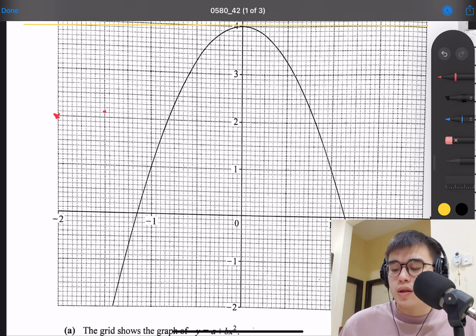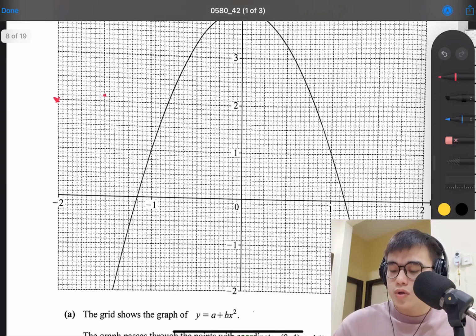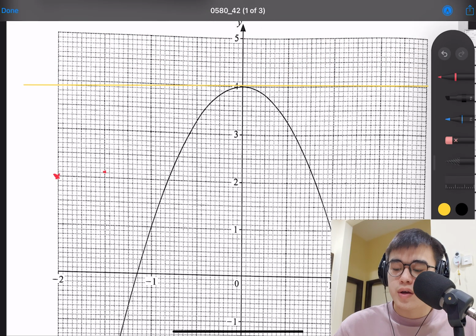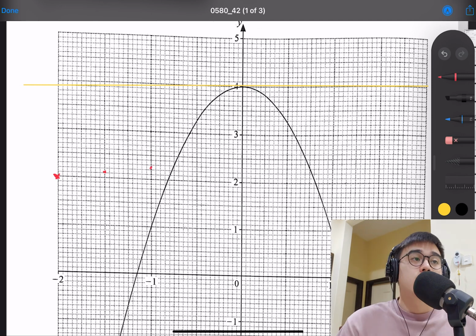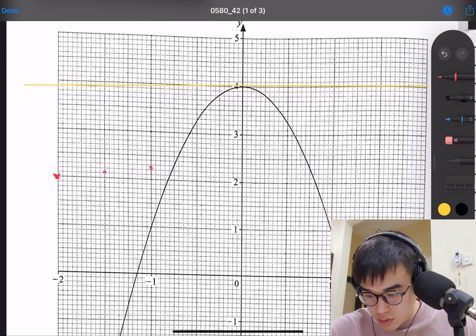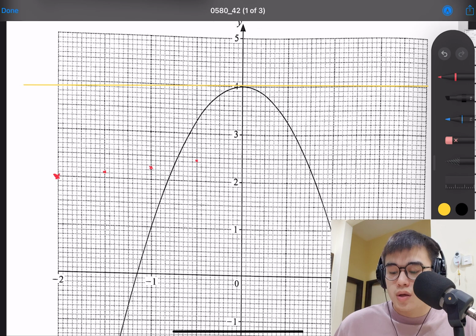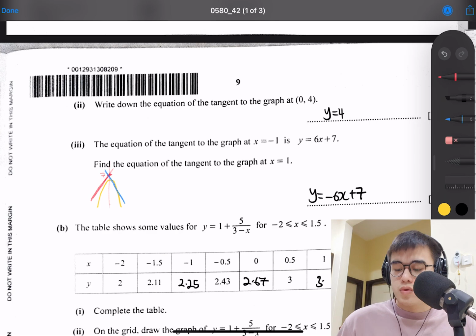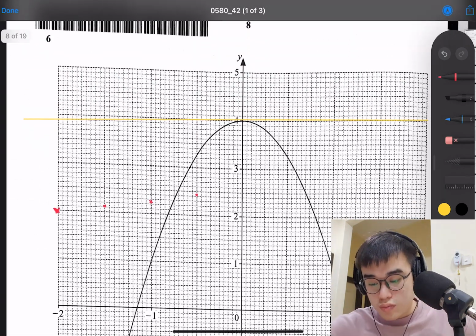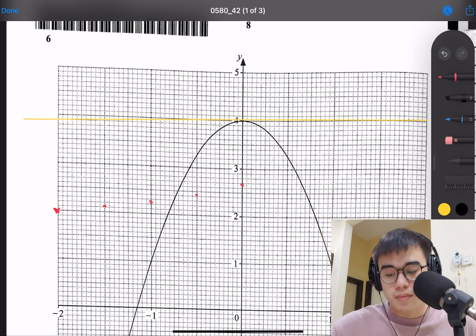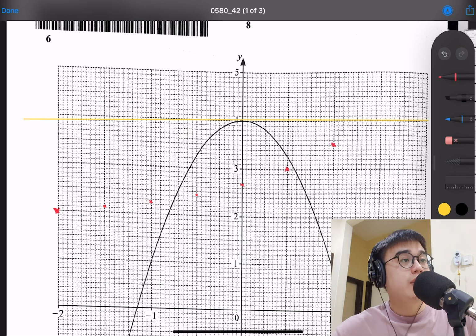When it is -1, it is 2.25. So 2.25 is somewhere around here, I think. And when it's -0.5, it will be 2.43. So it continues going up. When it is 0, it will be 2.67. It continues to go up at 0.5, then you arrive at 3, followed by 1 at 3.5 here. And lastly, it will be 1.5 and 4.33.